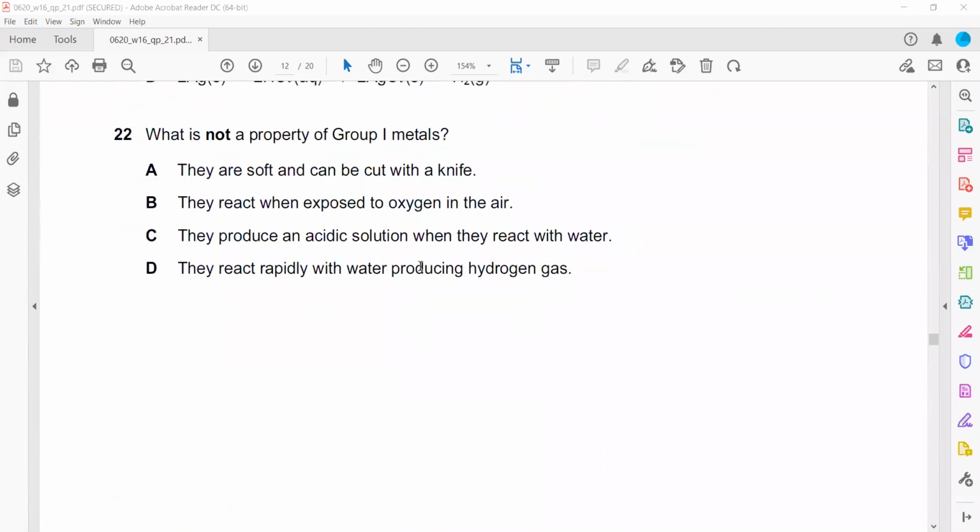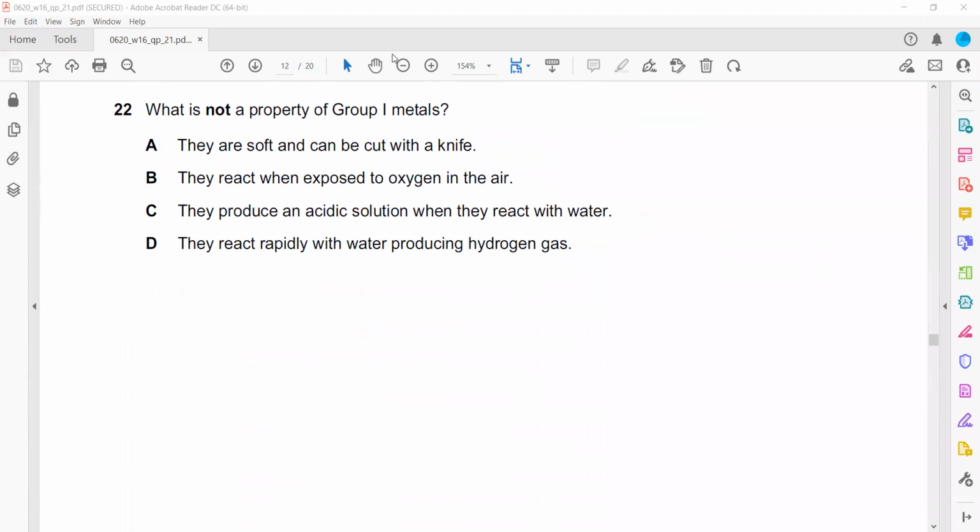In question 22, what is not a property of group 1? Group 1 are alkali metals. They are highly reactive. They are soft and can be cut by a knife. That's true. This is a property of group 1. They react when exposed to oxygen. They are highly reactive metals, and tend to lose electrons easily. They produce acidic solution. That is wrong. They don't produce acidic solution.